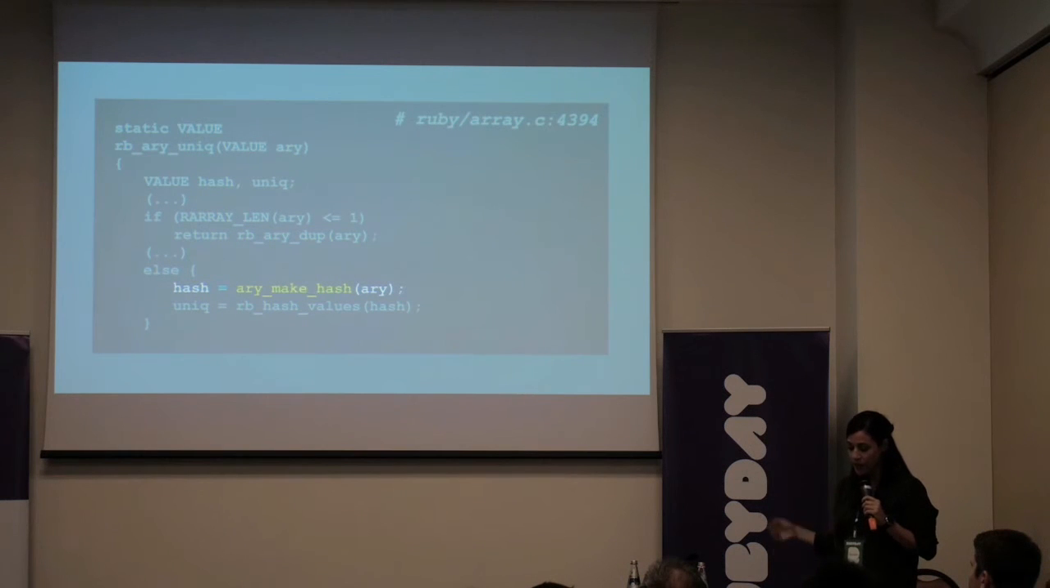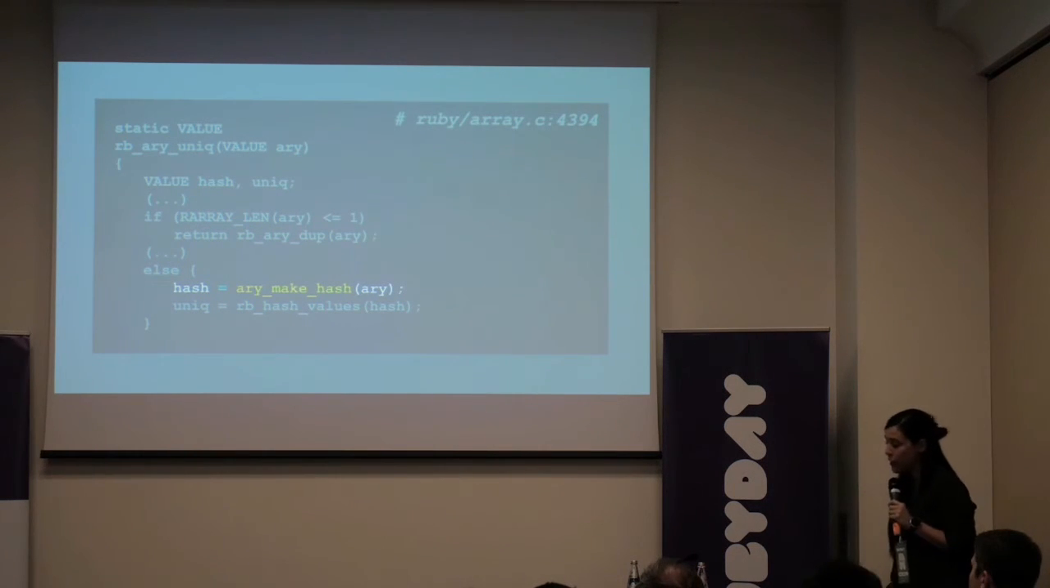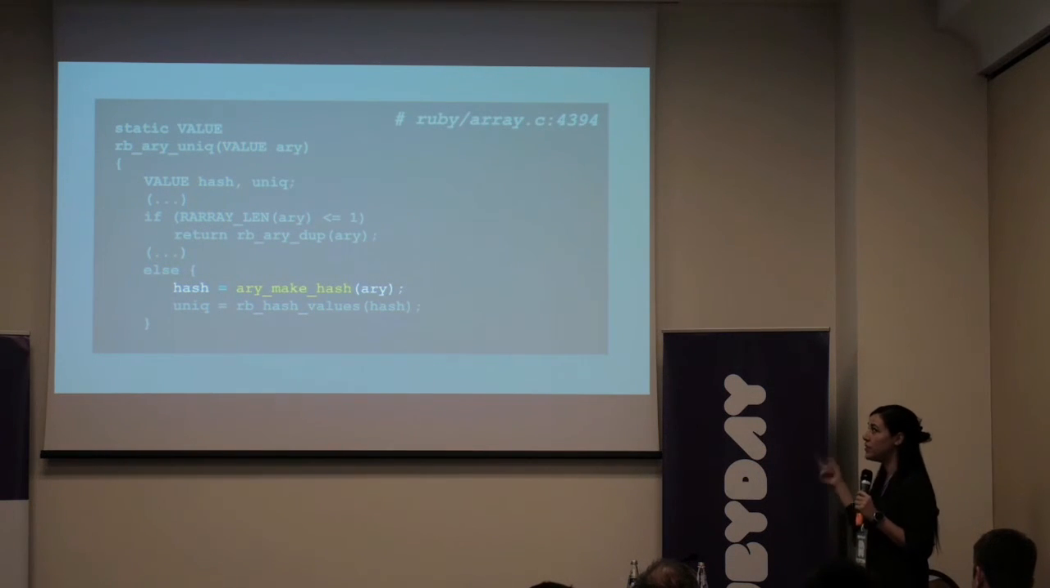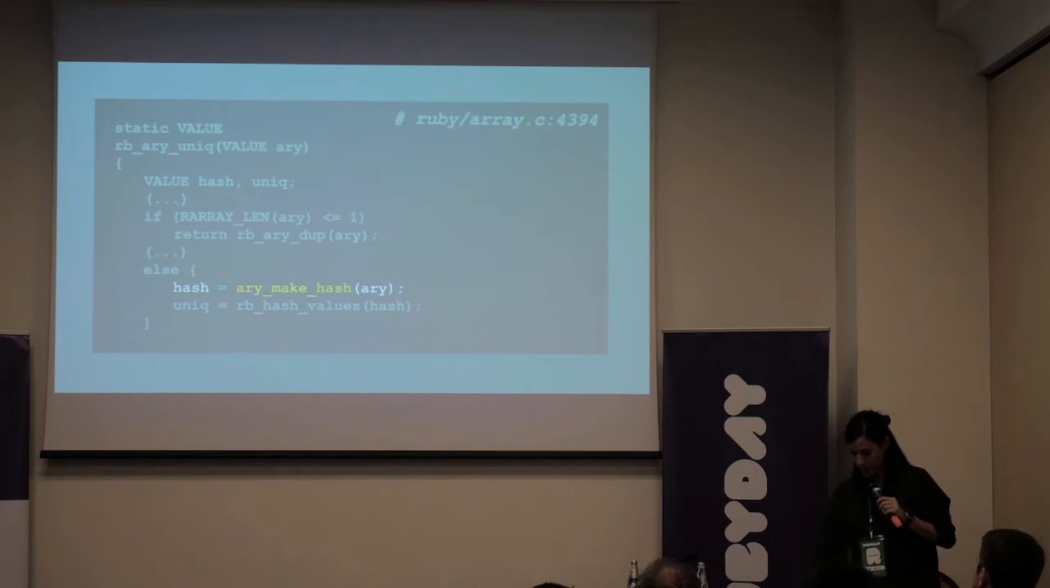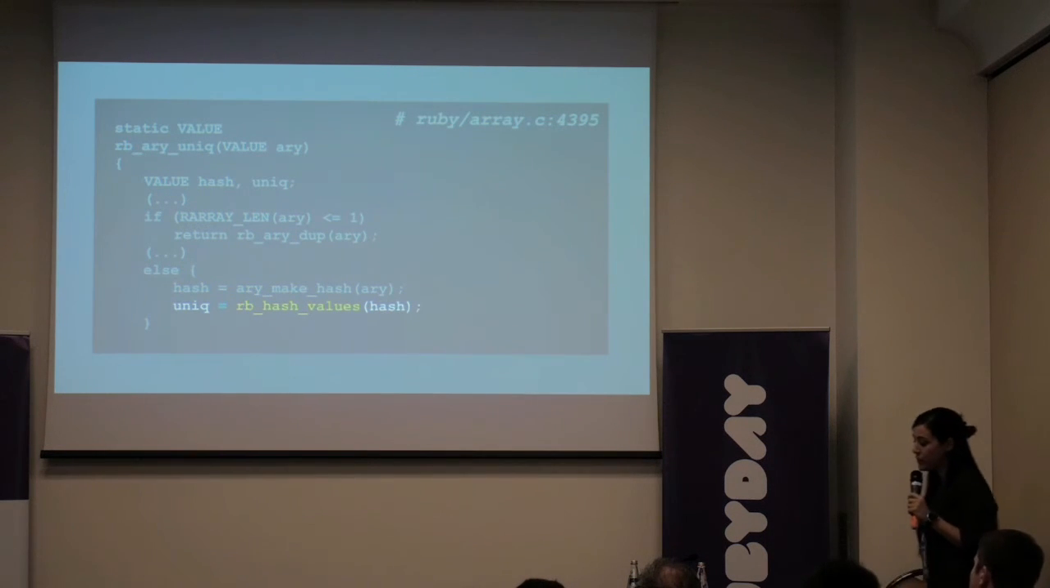The next step here is that we are creating a hash from this array. The implementation that I had done was using iterations over the array that was created. Ruby's method actually uses a hash lookup, and it takes the values from the hash lookup and returns the unique array.